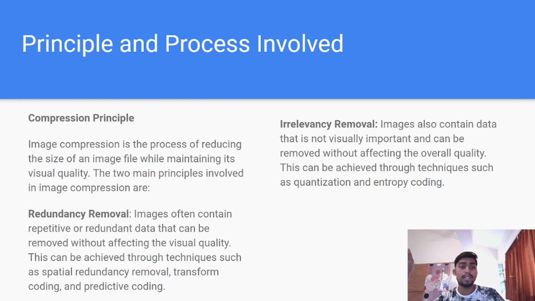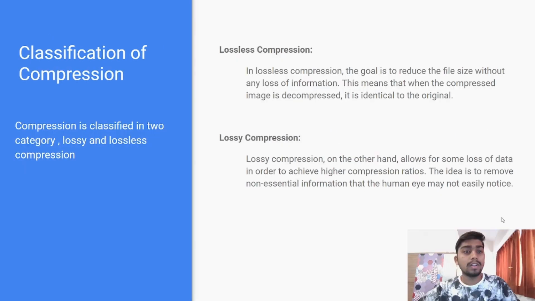So the principle behind image compression is the process of reducing the size of an image file. One principle is redundancy removal. Images often contain repetitive and redundant data that can be removed without affecting the visual quality. The second one is irrelevance removal. Images also contain data that is not visually important and can be removed without affecting the overall quality. This can be achieved through techniques such as quantization and entropy coding.